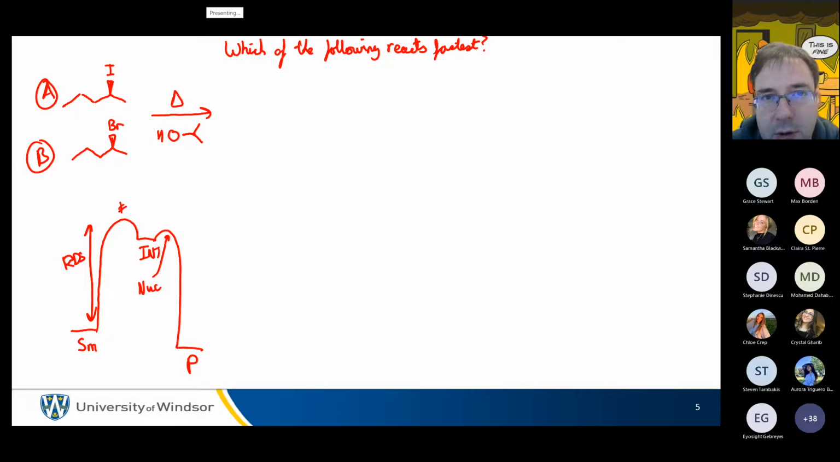And you're trying to balance those two factors. A really good leaving group is really good. A really stable carbocation is really important. You kind of need both. So in an SN1 reaction, and that's a good question, Alyssa, A is going to react faster because iodine is a better leaving group than bromine, and the two carbocations we make would be identical. And so it just comes down to how good the leaving group is.